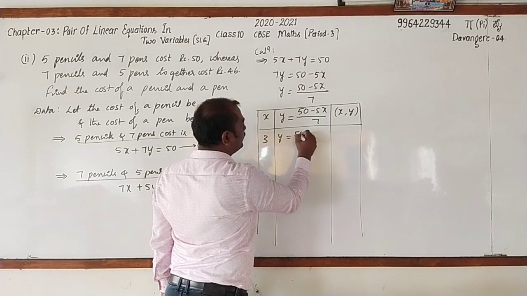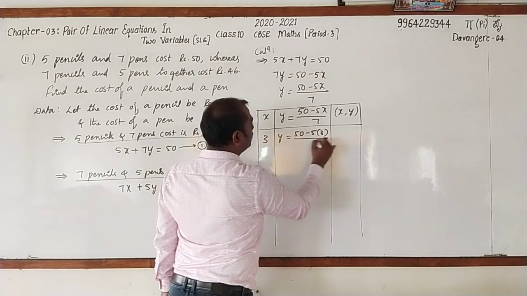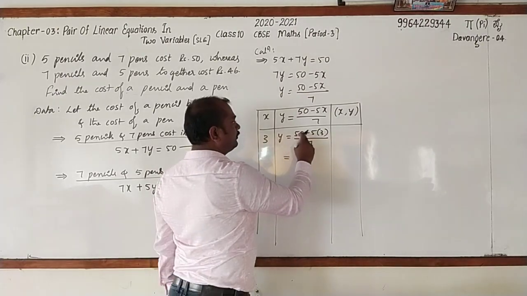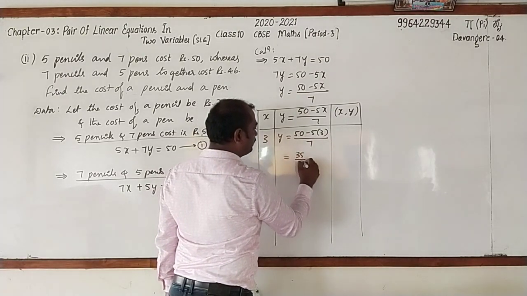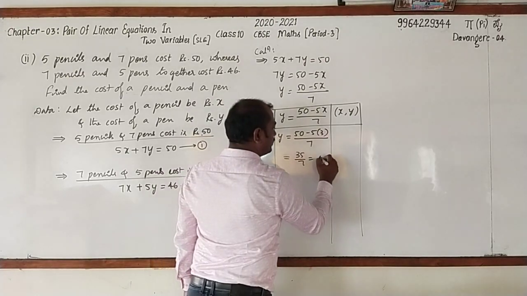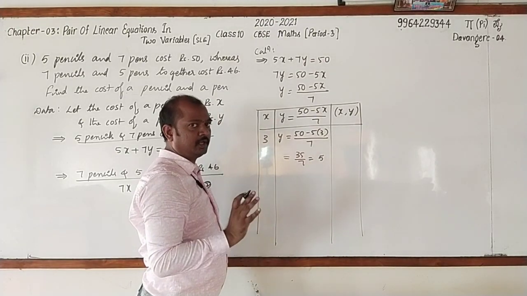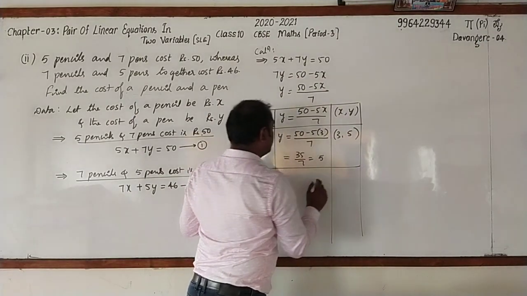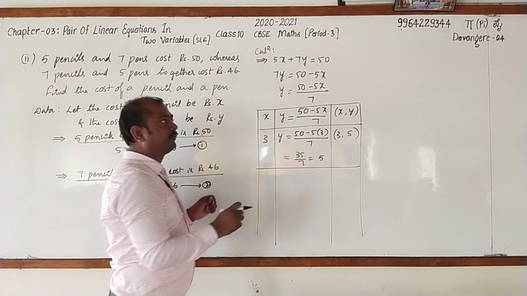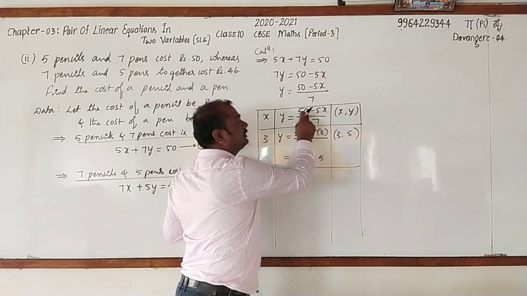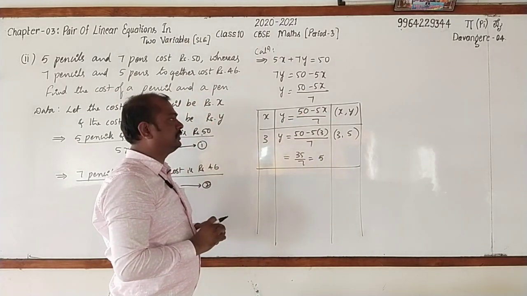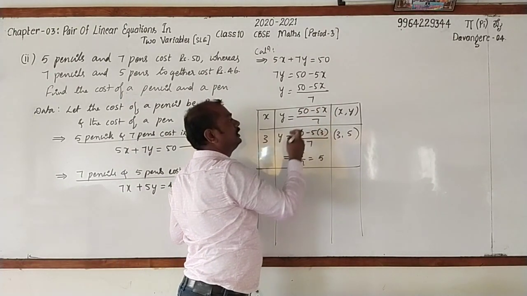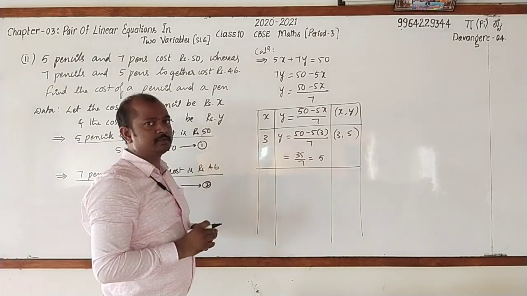y is equal to (50 minus 5 into 3) divided by 7. It is equal to, now 5 3s are 15, 50 minus 15, 35. 35 by 7, 7 5s are 35. Right? Now 3 comma 5. Next, which number will you take? Will you take 4? It becomes 20 and this will be 30, not divisible. Next, 5. 5 5s are 25. 25 is not divisible by 7.